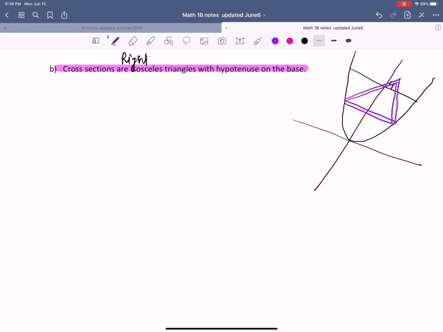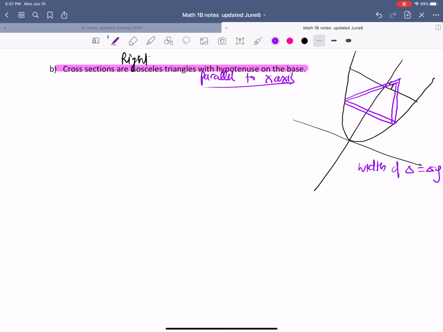Okay, so back to the problem. In this case, the width of the triangles would be in terms of delta y, because they're perpendicular to the y-axis. Also add the words parallel to the x-axis, which is missing over here. Cross sections are isosceles right triangles with hypotenuse on the base, and cross sections are parallel to the x-axis. Okay, width is delta y. We want everything in terms of y.